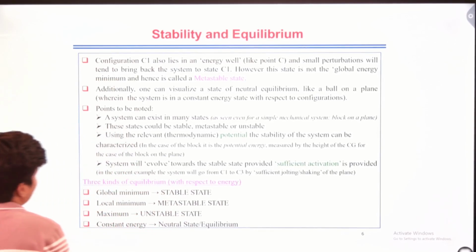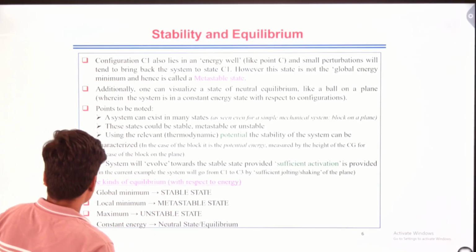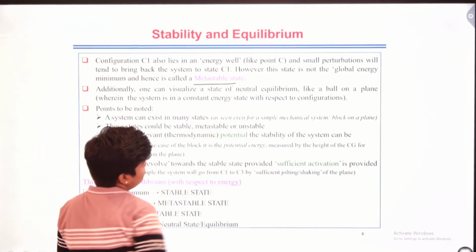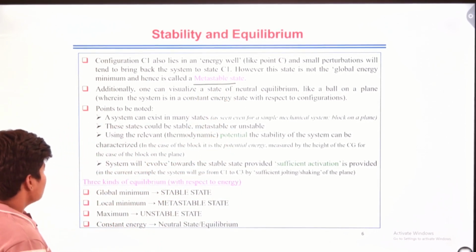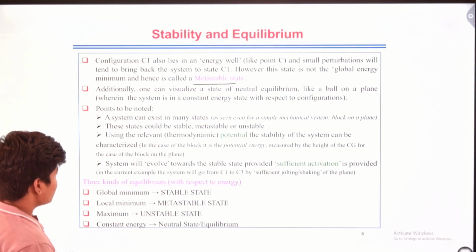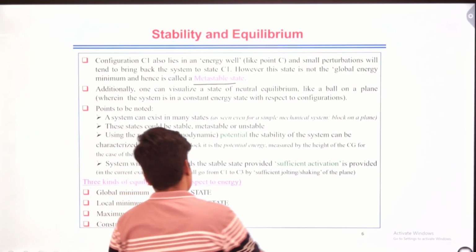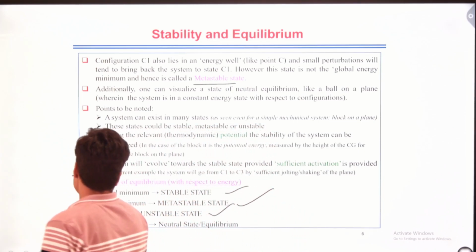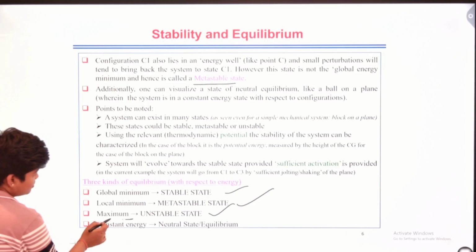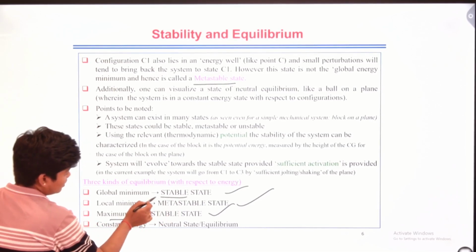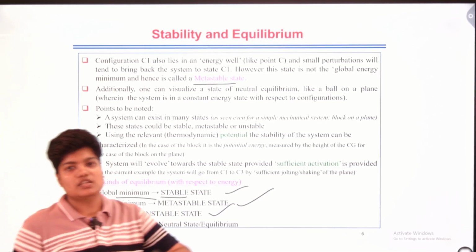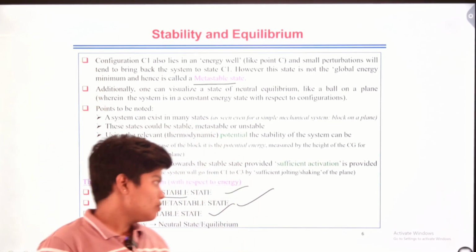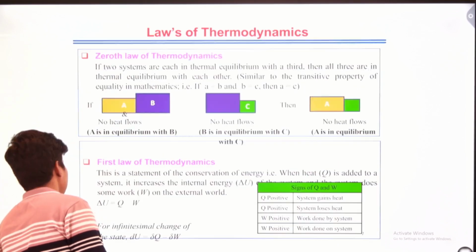Similarly, the first configuration, A, is called a metastable state, which means it is not so highly stable, not so highly unstable. So there are three kinds of equilibrium with respect to energy: stable state, metastable state, or unstable state. Unstable state means the energy is maximum, stable state means the energy is minimum, reciprocal. Stability means the energy is less, unstable means the energy is more. The energy here is potential energy.